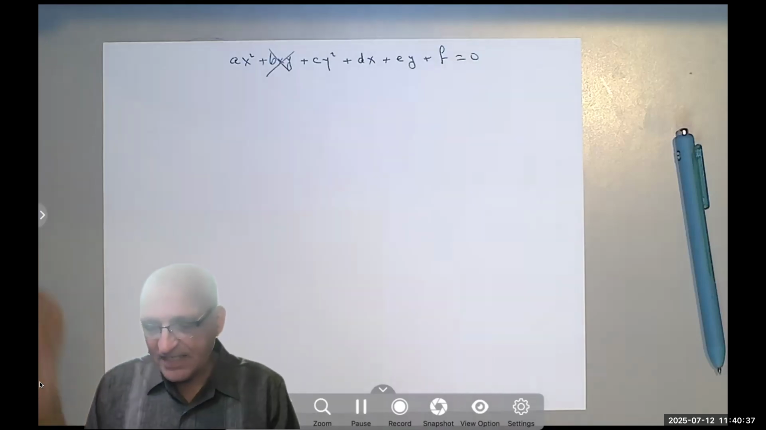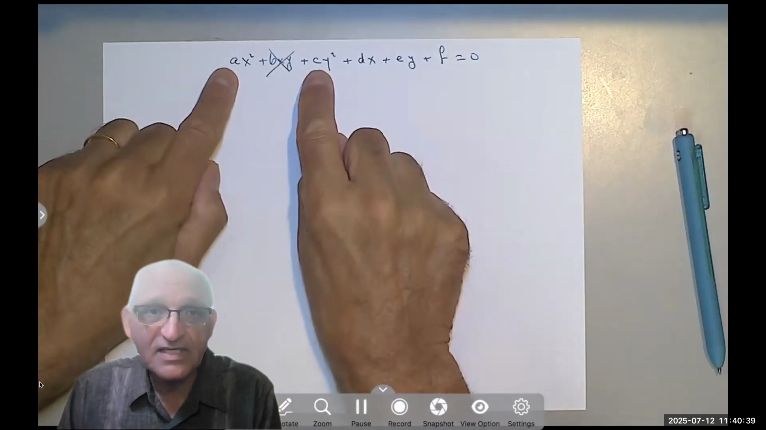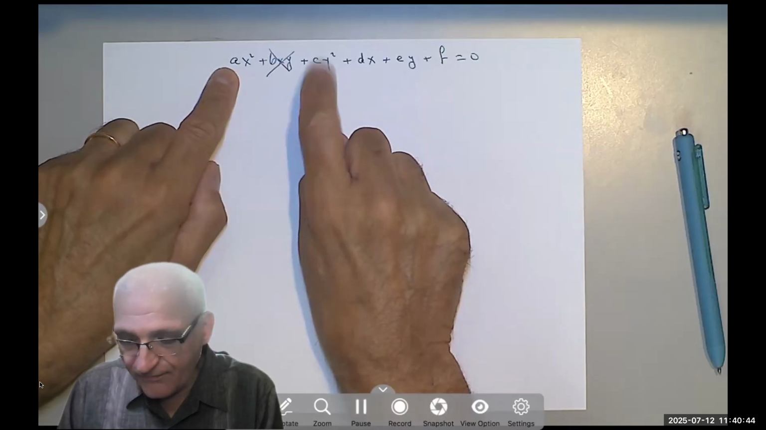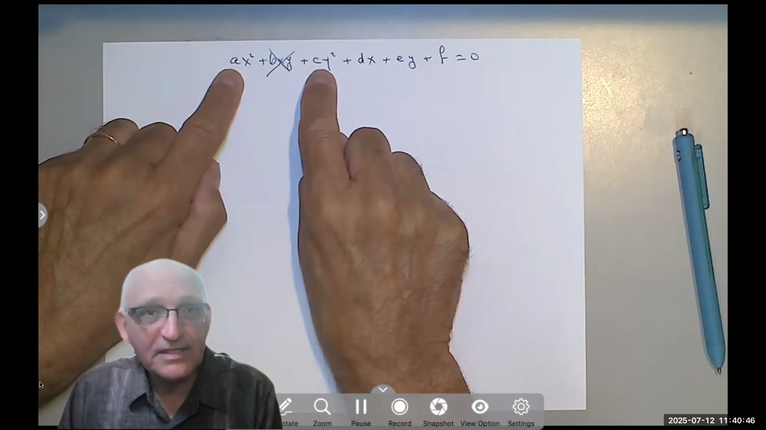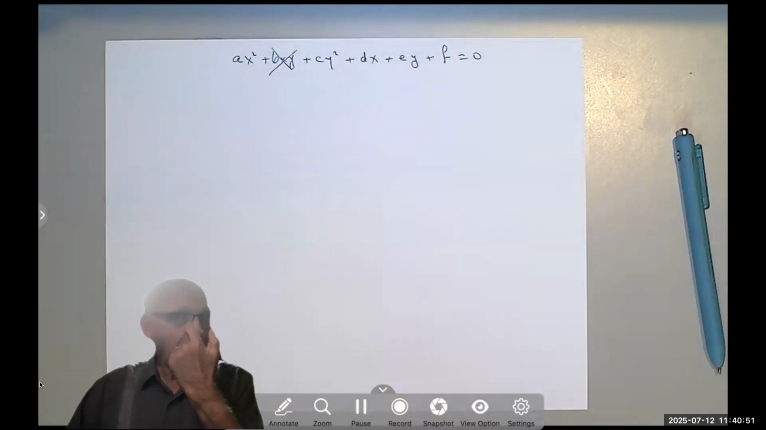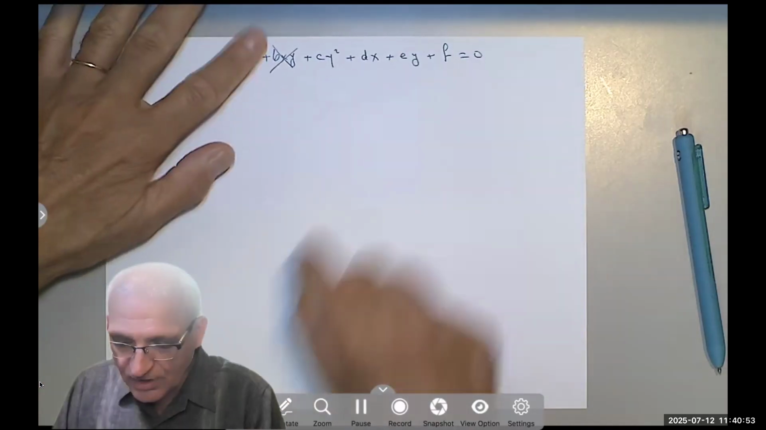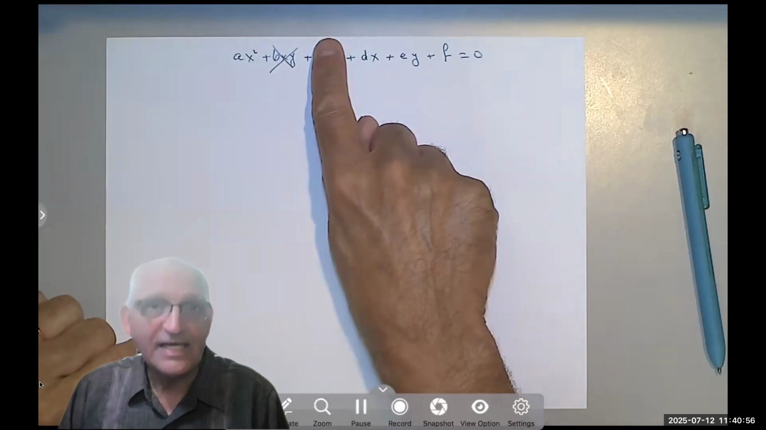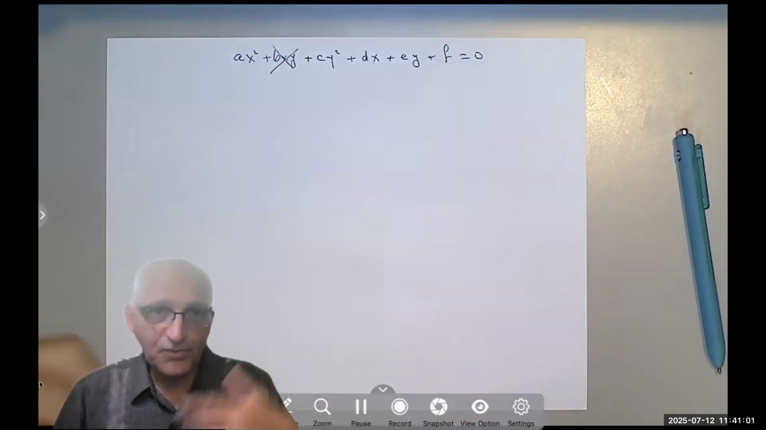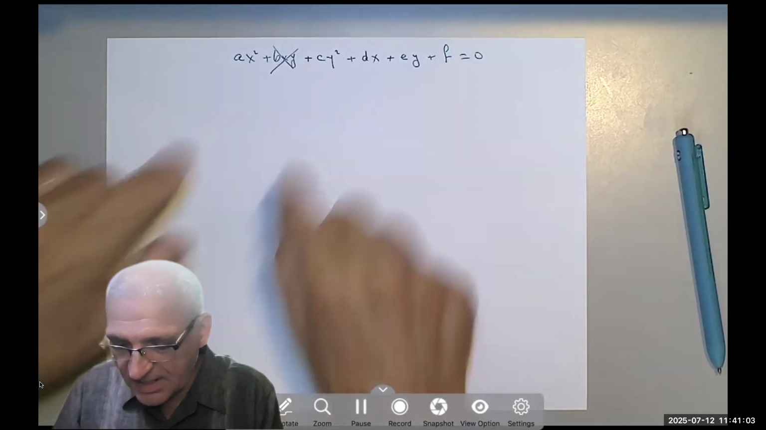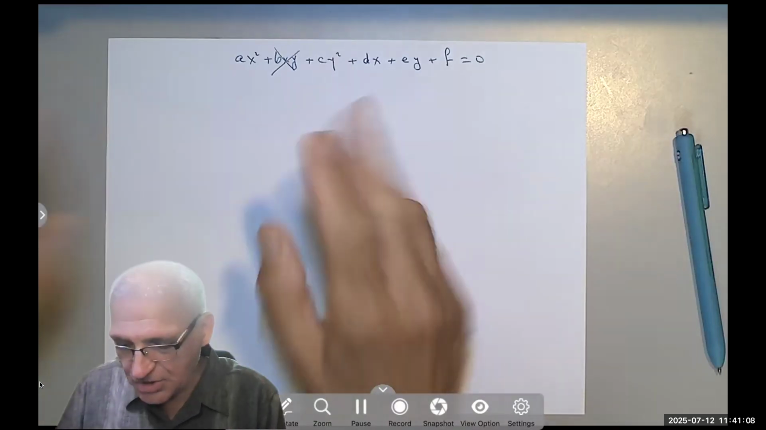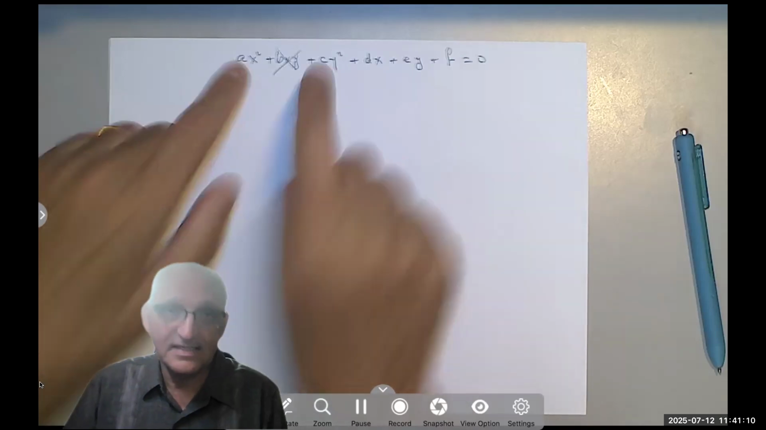But for now, we said if A and C have the same sign and the same magnitude, that's a circle. If both have the same sign but not the same magnitude, it's an ellipse. That's what we did last time. Now, if one of these two is 0, that becomes a parabola. And the last one that we will address next session is if both of these have different signs, whether they are equal or not, that's not the issue, but if they have different signs, that's a hyperbola.